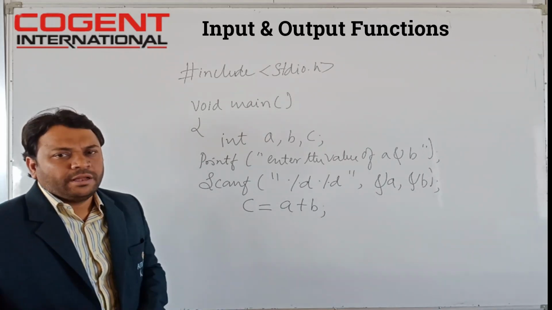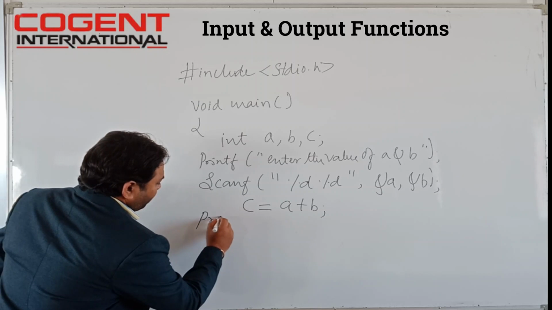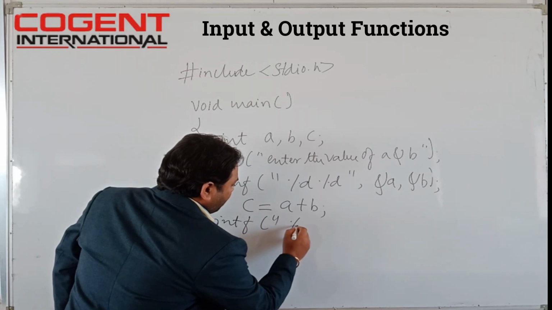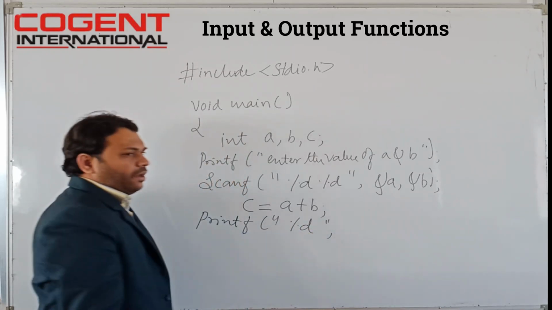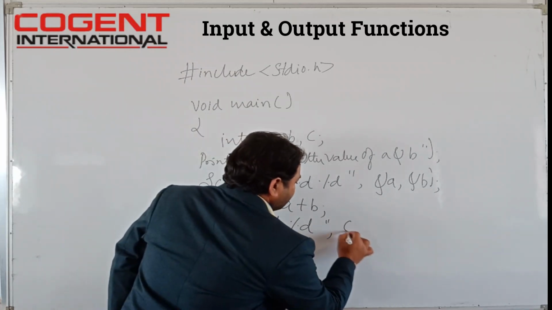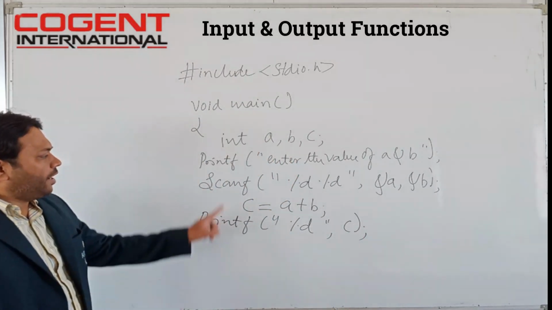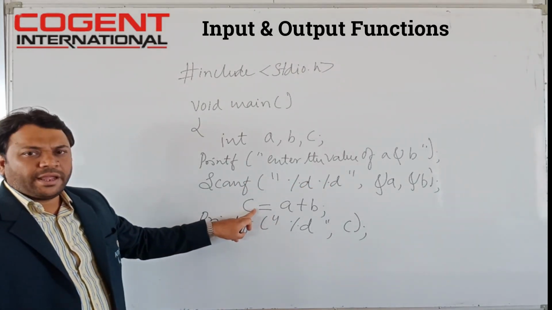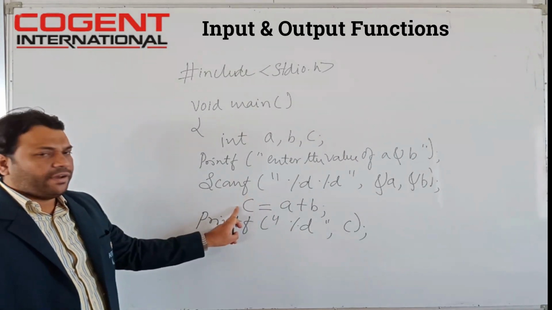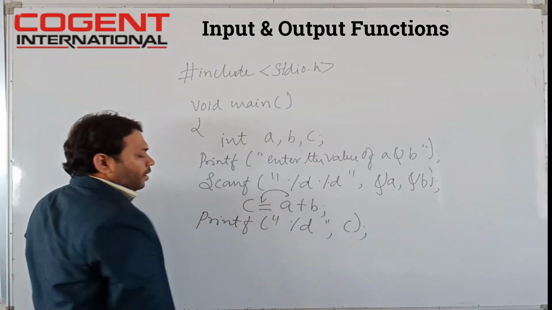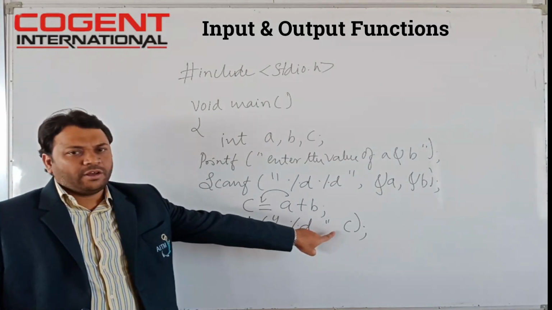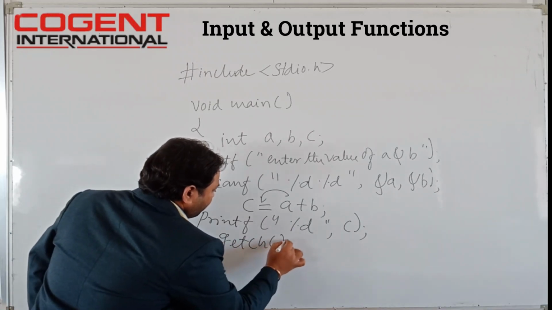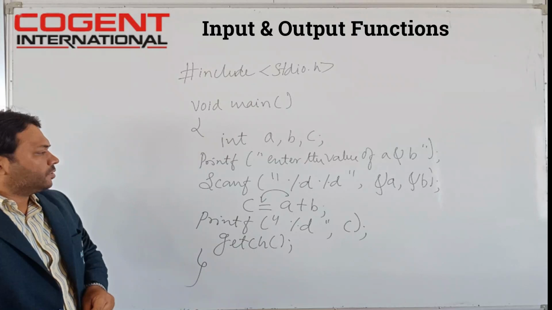There I will use the printf statement. With printf, I am going to print the value of c, with the control character percentage d, and the value of c. So here I have read the two values a and b from the keyboard, then performed the addition between the two numbers and stored the value into c, then printed the value of c. Lastly I will use the getch function, then close the brace.